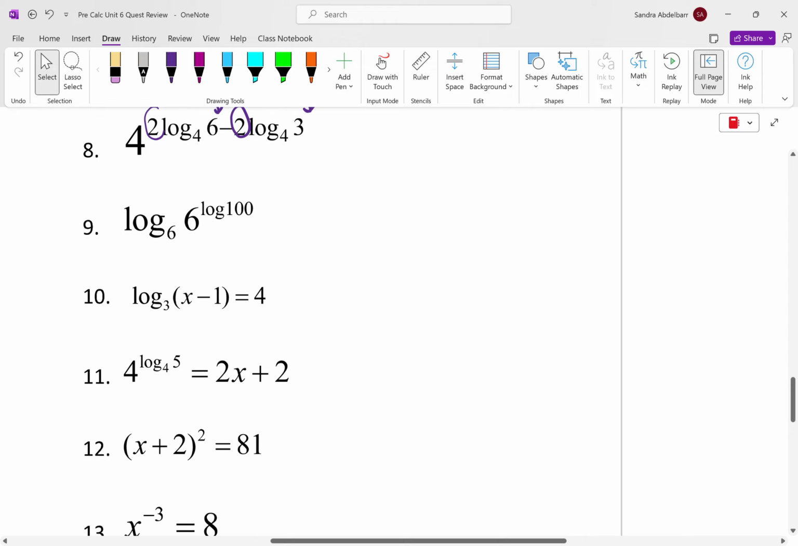Do you guys think you could handle number 9? Hint, simplify that exponent. Simplify that exponent down to 1 number. And then it will be very easy.